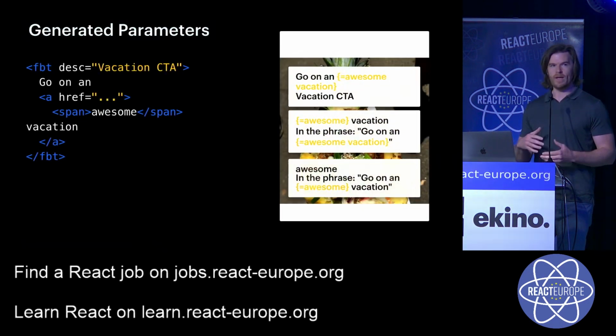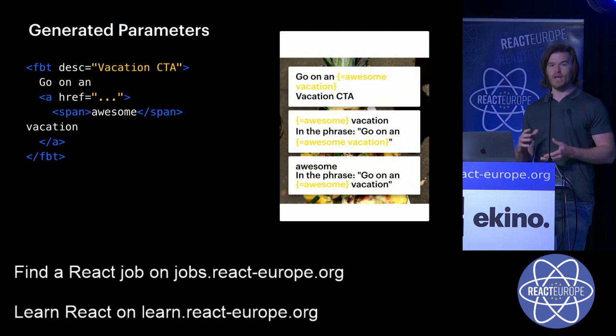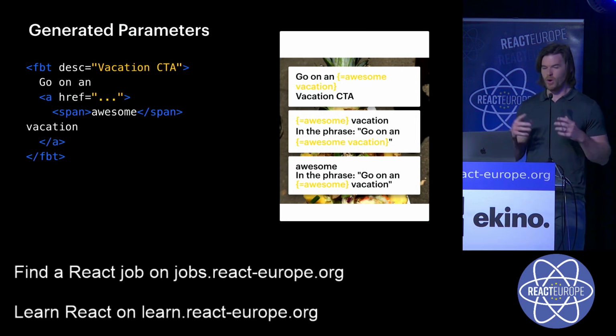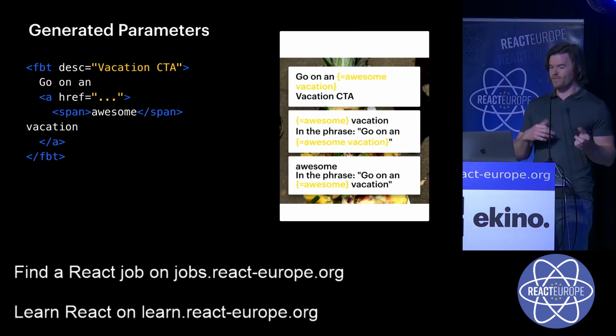So here we have three layers of nesting, with the innermost being that span that we see, then finally a link over that span, and then all of it is wrapped in an FBT. And what this does is generate 3 separate strings. So you'll see the outer string, go on a tokenized awesome vacation, and that's where the markup's tucked away. Then you'll see tokenized awesome vacation, and finally that innermost string, awesome, all extracted as their own separate FBTs.